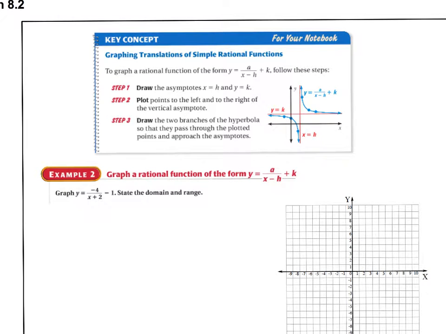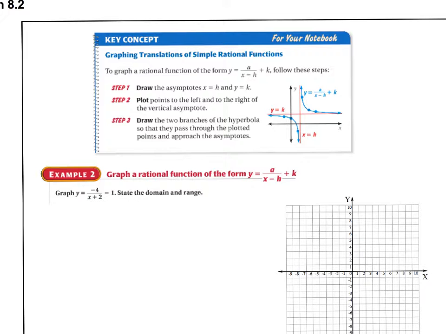Now we're going to look at the transformation equation for rational functions, and here it is inside of the box. The transformation equation will be given to you in this form, where you have y equals some constant a up in the top, and then x minus h in the denominator, and then plus k outside. And you've seen the h's and k's before. And here's what they're doing.